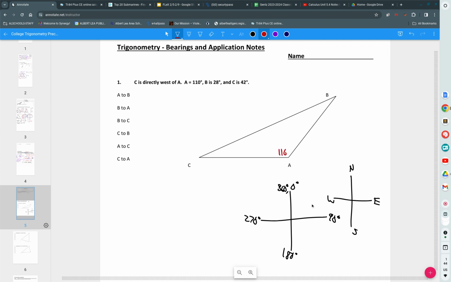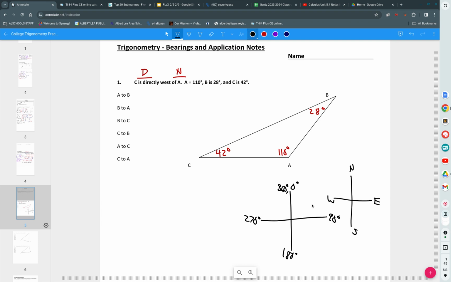We have 110 degrees here. B is 28 degrees, and C is 42 degrees. And it gives me a hint here in saying that C is directly to the west of A. I'm going to give both a directional bearing and a numerical bearing. I'm going to do both of them, and we'll show you the difference between those two in just a second. This is a 2-day lesson. We do 2 examples today, we do 1 tomorrow, and you have the rest of the hour to work, which you should be able to get caught up on a lot of it during that time.